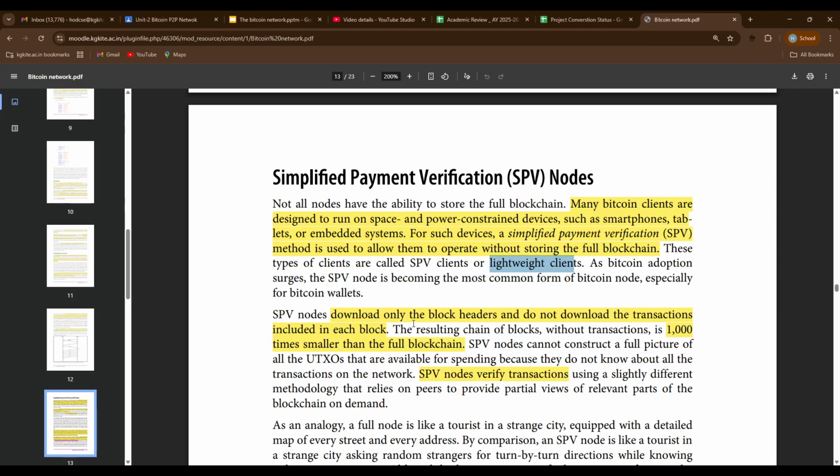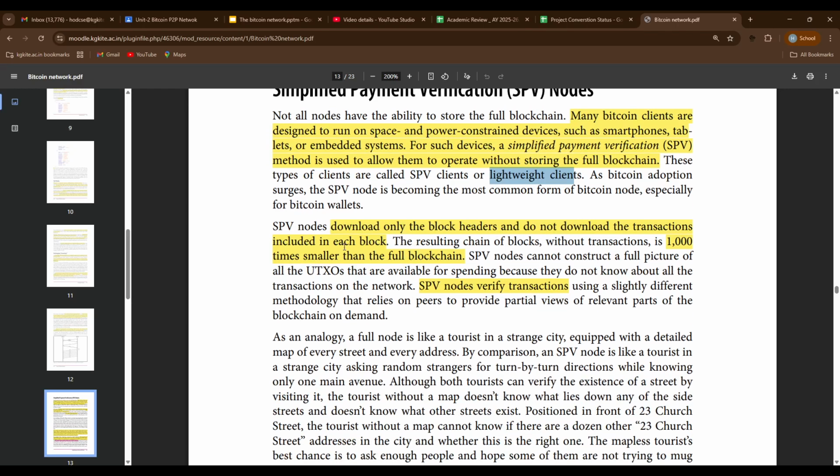So these SPV nodes will download only the block headers. They don't download the transactions in the complete block. So ultimately, whatever is stored in that node is 1000 times smaller than the full blockchain. One limitation is that an SPV node can't get the full picture of all the transactions because it doesn't know them completely. Whatever is given, it will just try to store.